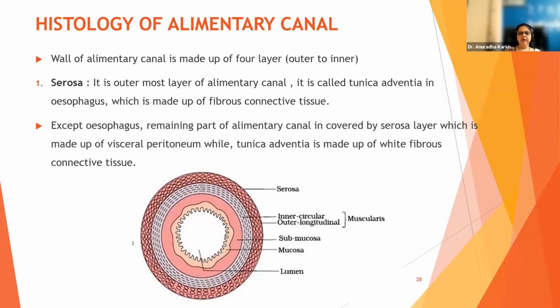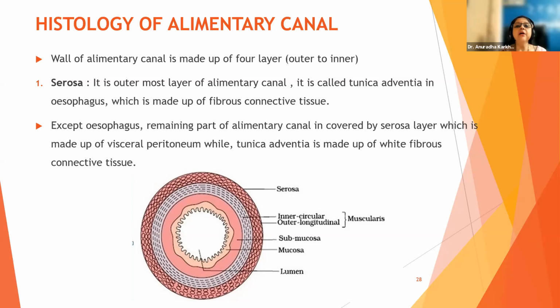The wall of the alimentary canal is made up of 4 layers. First is going to be called the serosa. Serosa is the outermost layer of the alimentary canal. It is called tunica adventitia. Even in reproduction in humans, we have seen this word tunica, right? So here the outermost serosa layer will be called what? Tunica adventitia in the esophagus.